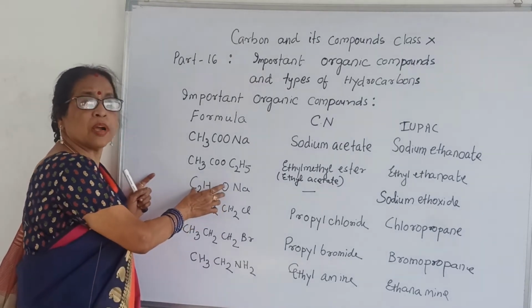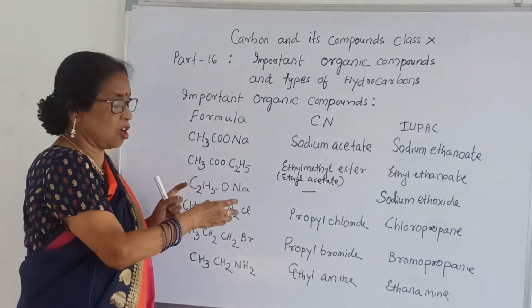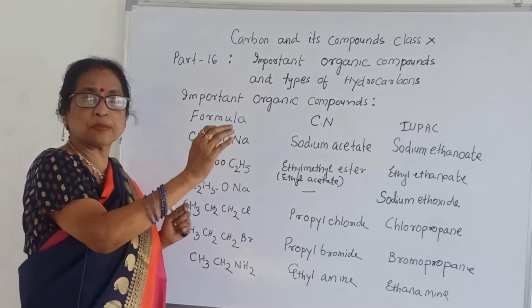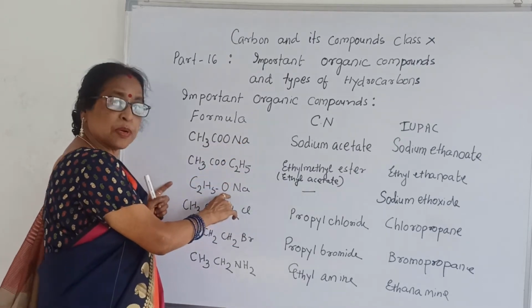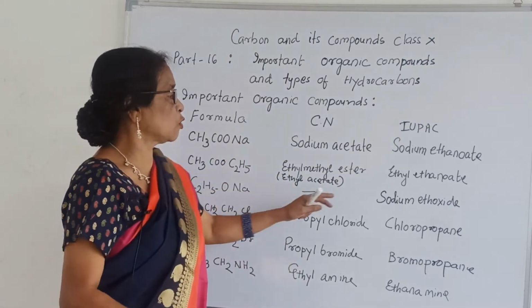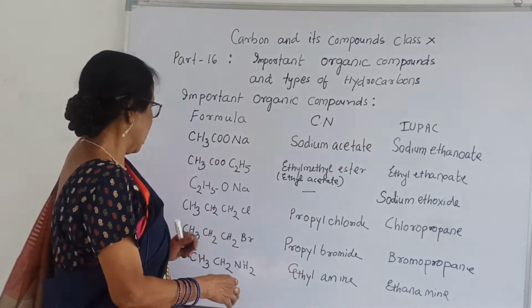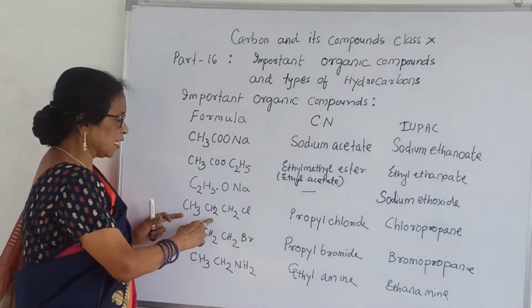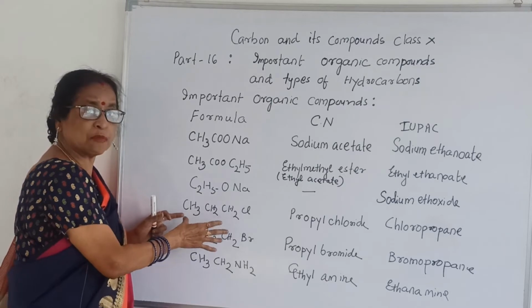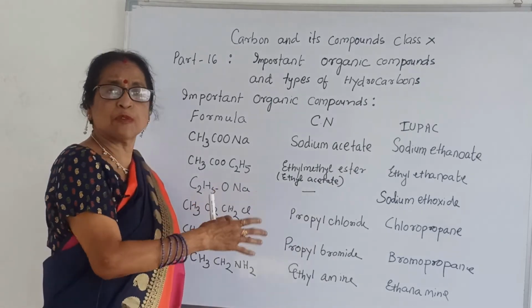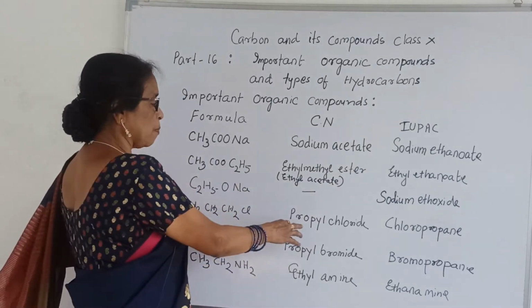Next, C2H5ONa. Actually this comes from alcohol, ethyl alcohol, where hydrogen is replaced by sodium. So it is sodium ethoxide. Then come to CH3CH2CH2Cl. How many carbons? Three carbons. Three carbons means prop. So propyl chloride.